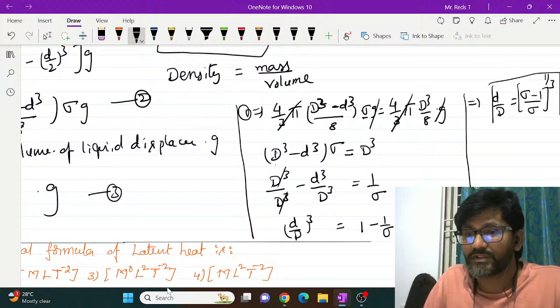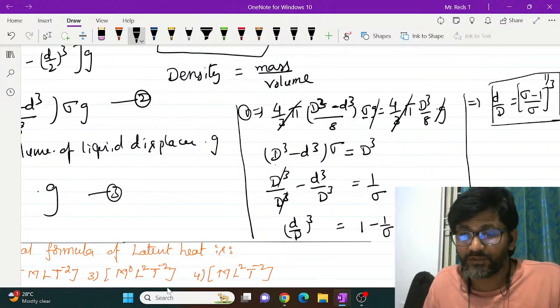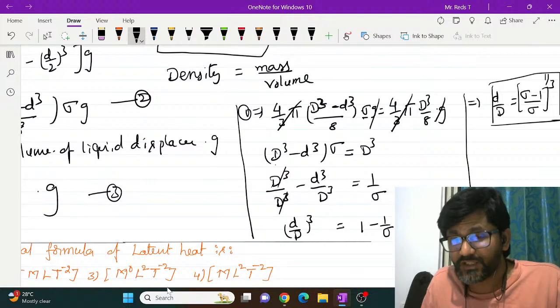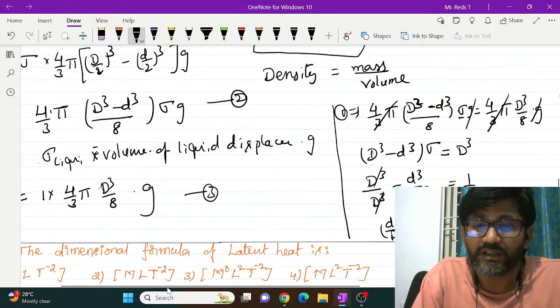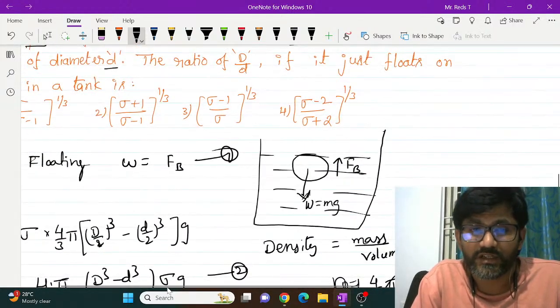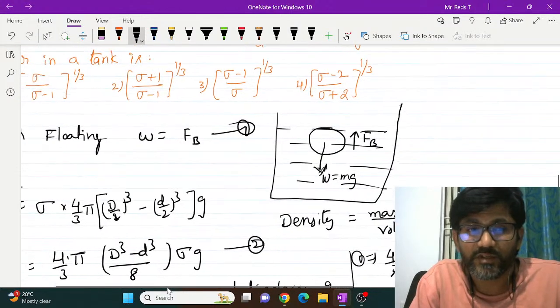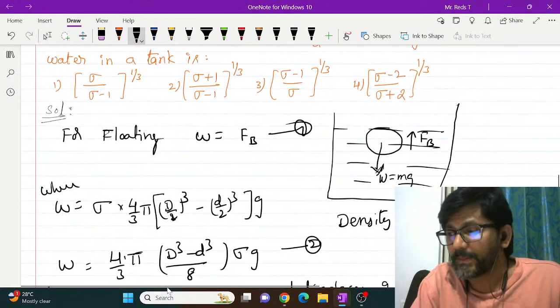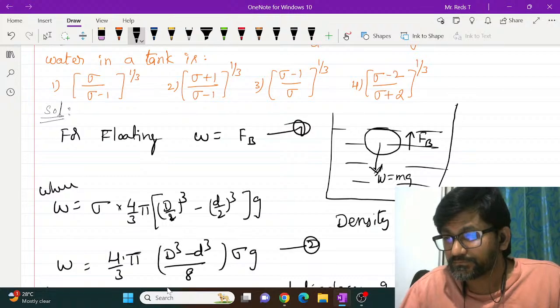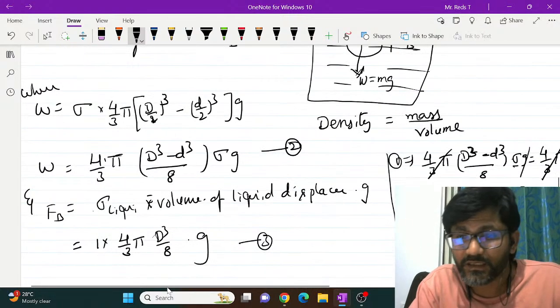If this option is not there, you have to take the simplified form. What is that? 1 minus 1 by sigma power 1 by 3. You can check the options and take accordingly. Sigma minus 1. Nice. What is that?